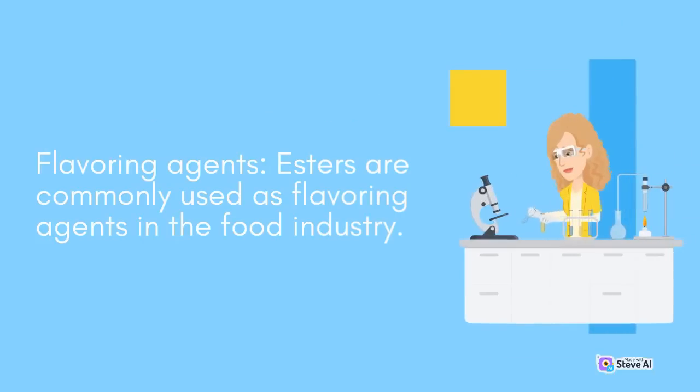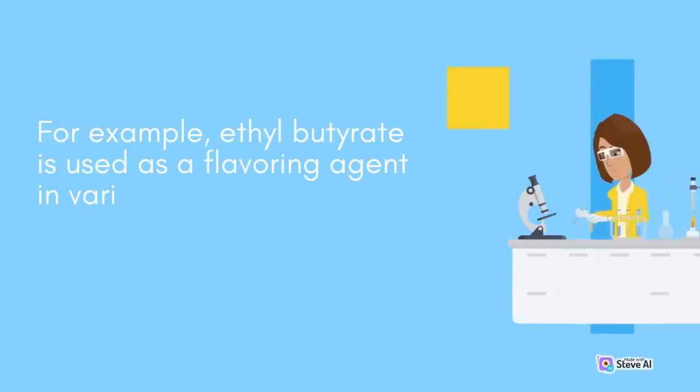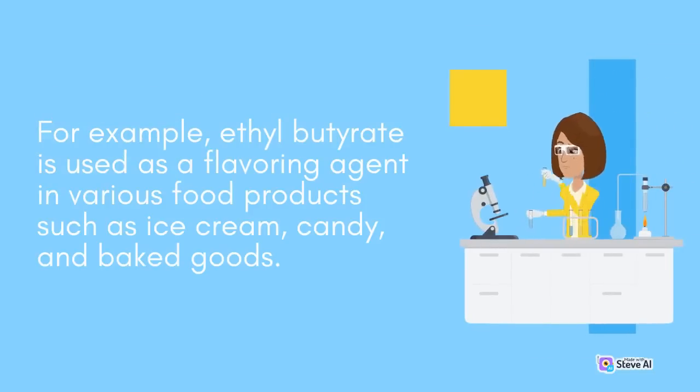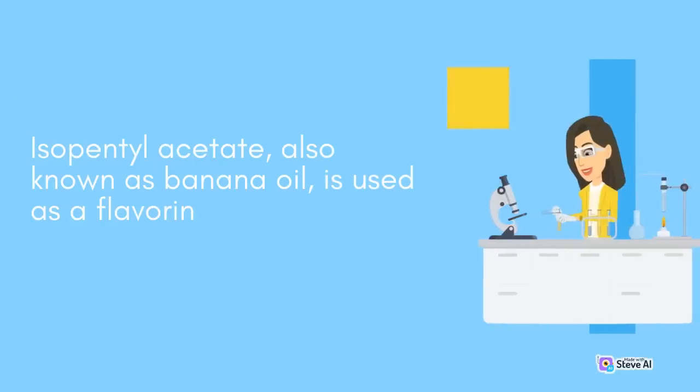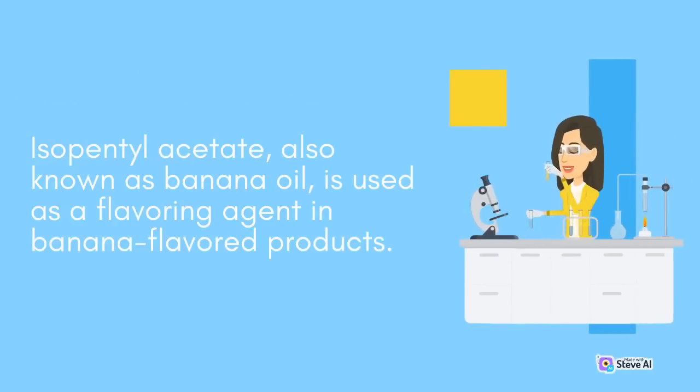Flavoring agents: esters are commonly used as flavoring agents in the food industry. For example, ethyl butyrate is used as a flavoring agent in various food products such as ice cream, candy, and baked goods. Isopentyl acetate, also known as banana oil, is used as a flavoring agent in banana-flavored products.